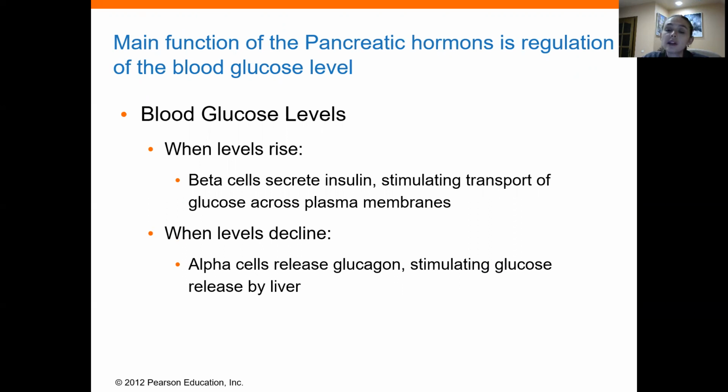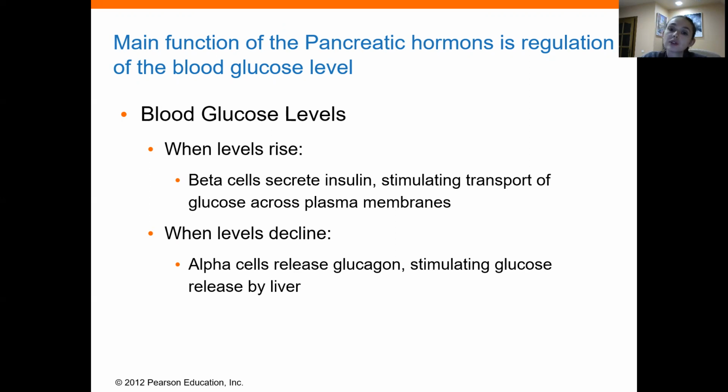So, when the level of glucose is going to rise, beta cells will secrete insulin, which is going to stimulate transport of glucose across the plasma membrane of cells. Insulin generally will connect to three types of tissues: the liver, the adipose tissue and skeletal muscles. To these three types of tissues, the insulin is going to deliver glucose, which is going to be stored in a compound like glycogen.